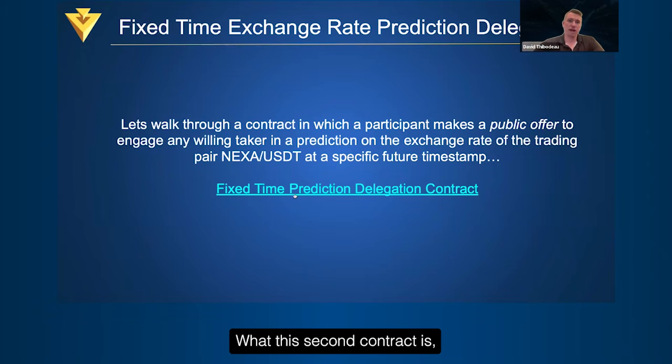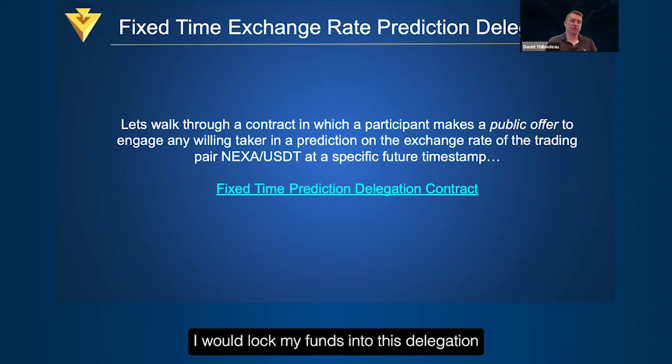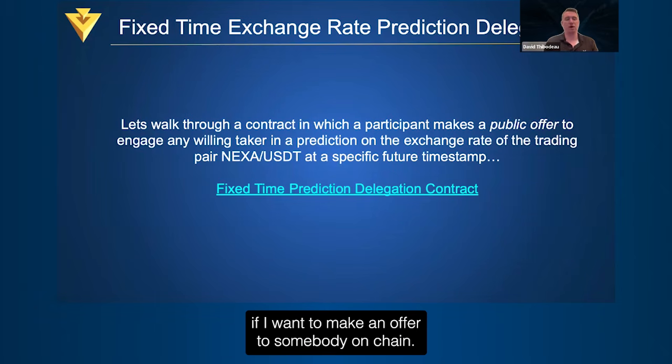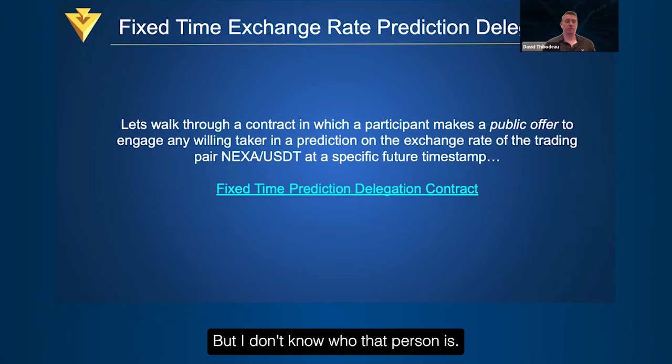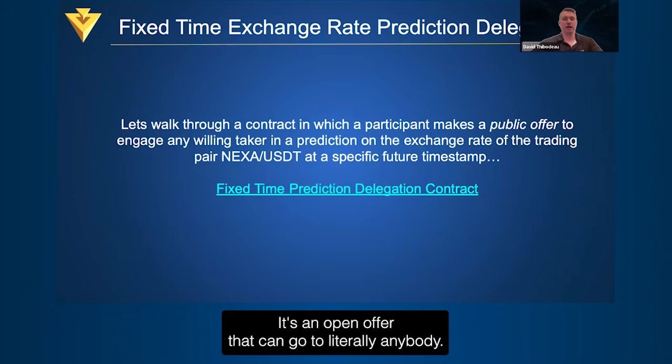What this second contract is, the delegation, is essentially a one person contract. I would lock my funds into this delegation if I want to make an offer to somebody on chain, but I don't know who that person is. It's an open offer that can go to literally anybody.